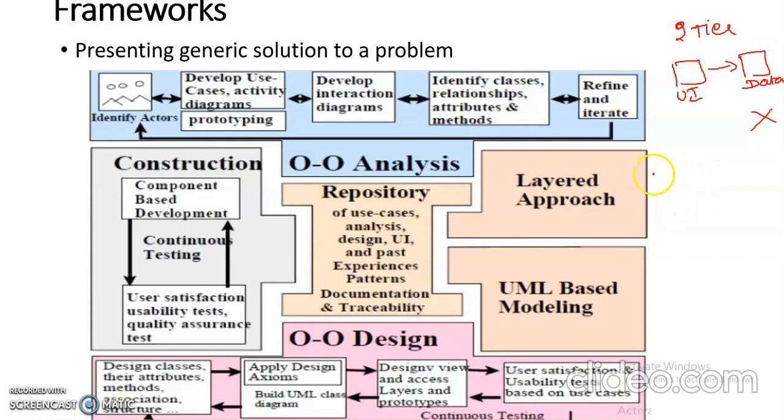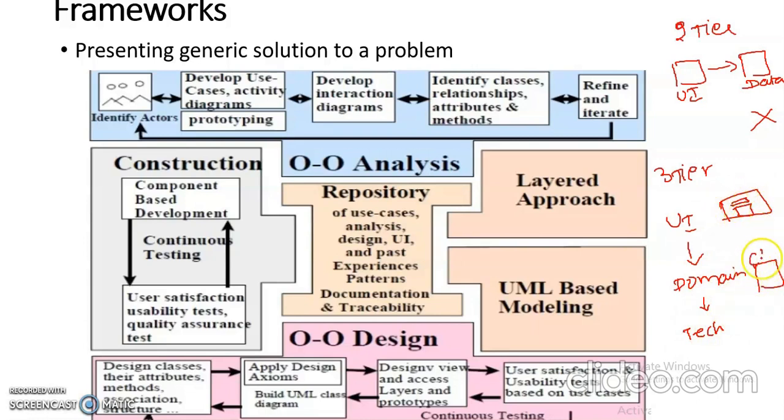So the best is the three-tier architecture: UI layer, then domain layer, and then technical service layer. In the UI layer we have forms, buttons, and the like. Here we have the software classes or implementation classes. Then here we have the database. In this we can reuse a particular part according to our need. So everything combined together is called a framework. So that's all. Thank you.